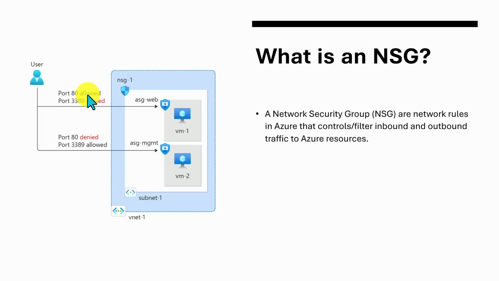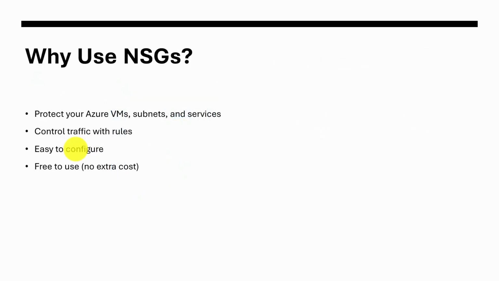Port 80 is allowed on virtual machine 1. Port 3389 is denied on virtual machine 1, which means the user can make inbound connections on port 80, which is HTTP, but if the user tries to access this virtual machine using port 3389 using RDP protocol, the user will be denied. And for virtual machine 2, the rules have been reversed. Port 80 has been blocked or denied, but the user will be able to access virtual machine 2 using port 3389.